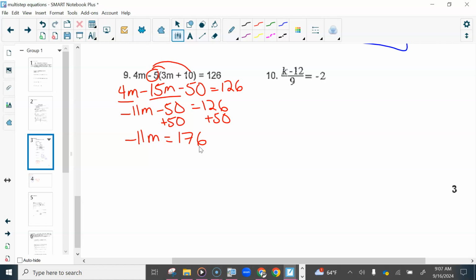And then our last step, can divide both sides by -11. Good. Divide both sides by -11. Tell me what m is. -16. Thank you.